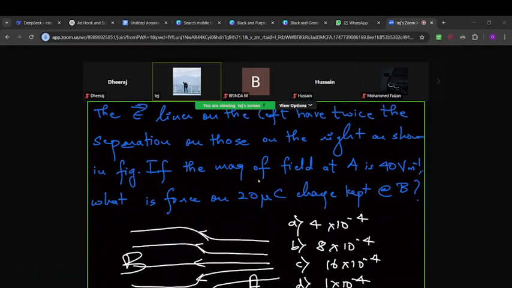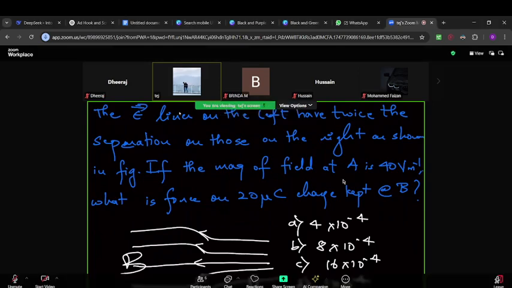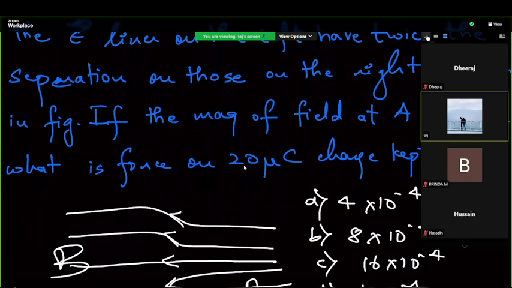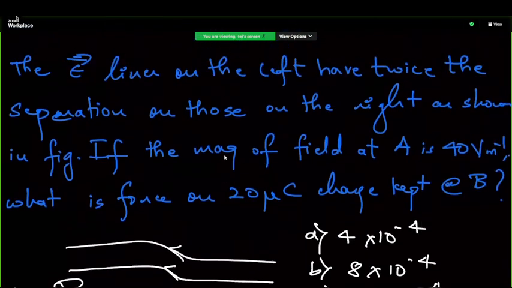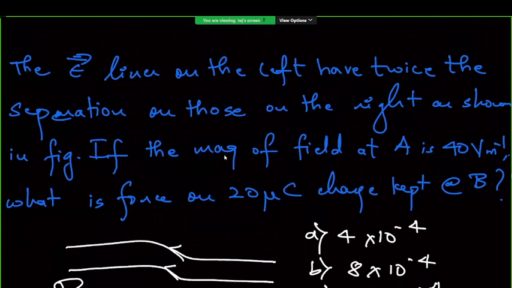It'll be really, really simple. And a lot of times, the requirement of the diagram will not be there. But sometimes there are places where a diagram is required, just like this, for us to make the question much simpler. Let's read this. It says the electric field lines on the left have twice the separation of those on the right, as shown in the figure.